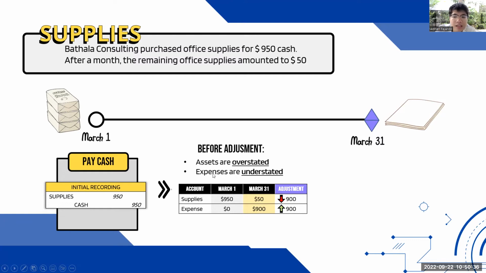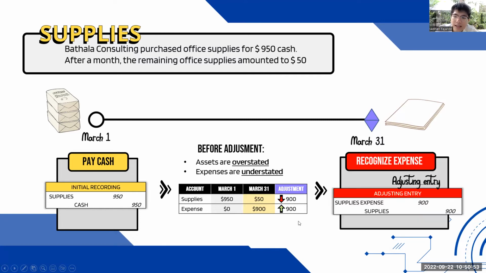And therefore, understated si expense. Kasi right now, before adjusting, zero kasi supplies expense. Pero in fact, it really should be 900. So we have to increase our expense ng 900. Therefore, our adjusting entry would be supplies expense 900 debit to increase the expense account. Credit supplies account by 900 to decrease the asset.